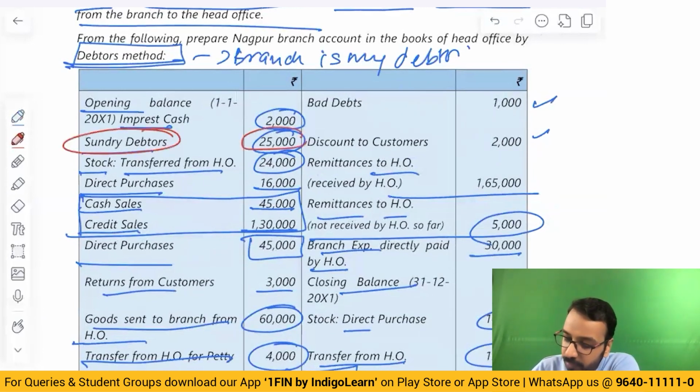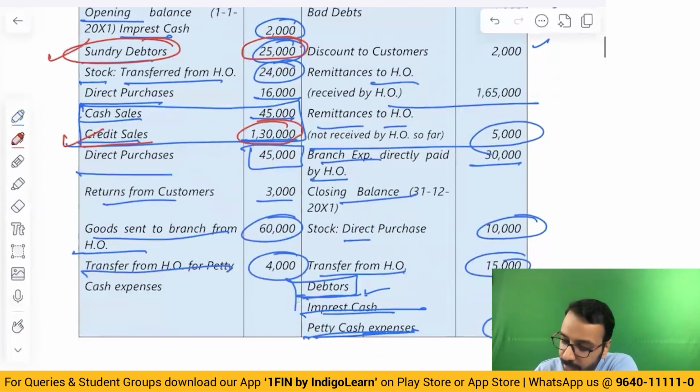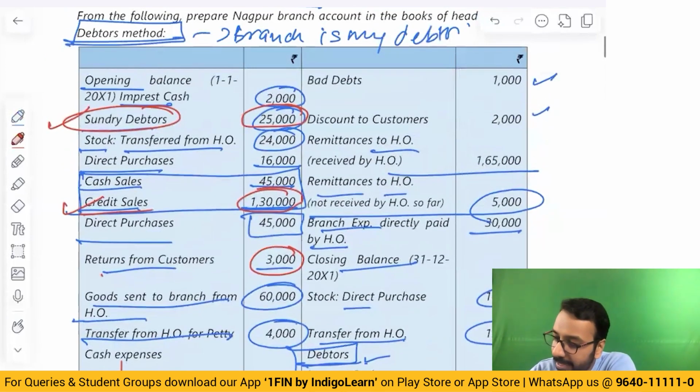Now, sundry debtors opening balance 25,000. We will post it to the debtors account. Then credit sales 1,30,000 will come on the debit side of the debtors account. Return from customers 3,000, sales return, credit side, that will come. Then bad debts 1,000, credit side. Discount to customer 2,000, credit side.